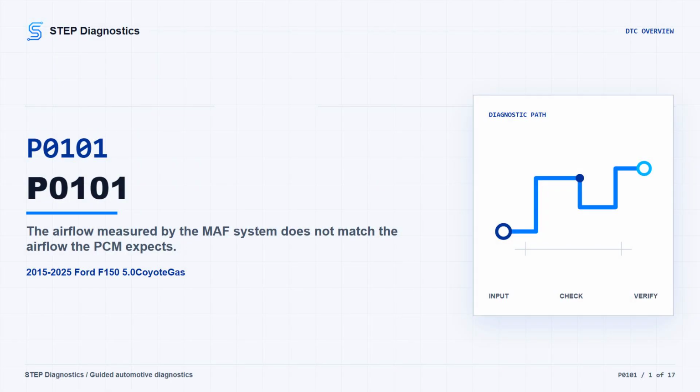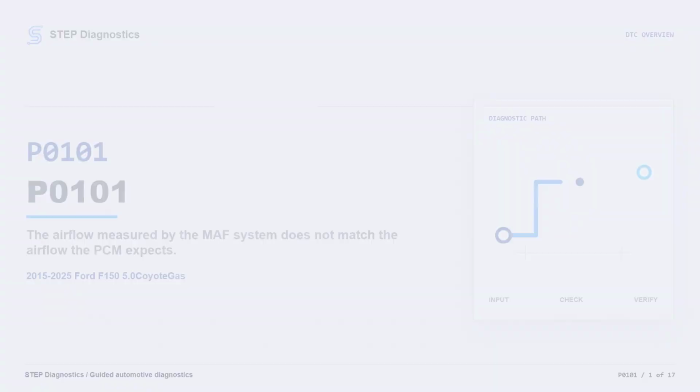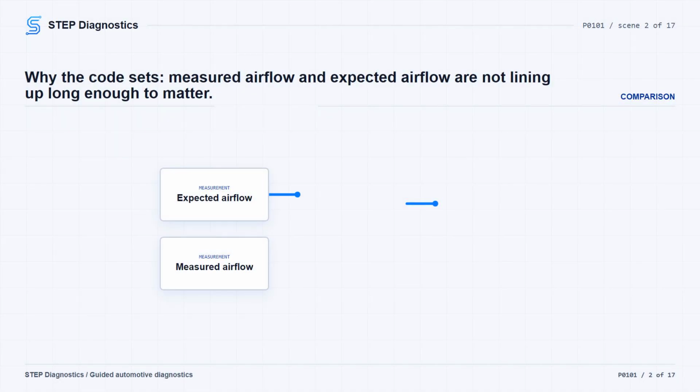On this 2015 through 2025 F150 with the 5.0L Coyote, P0101 is an airflow plausibility code. In plain terms, the PCM may be seeing measured airflow that does not match the airflow it expects. The truck may have a check engine light, rough idle, hesitation, poor throttle response, or it may run normally while the code is stored. Broadly, this can involve a possible intake restriction, an intake air leak, a MAF sensor or circuit concern, electrical noise on the sensor circuit, or, less often, a control side issue.